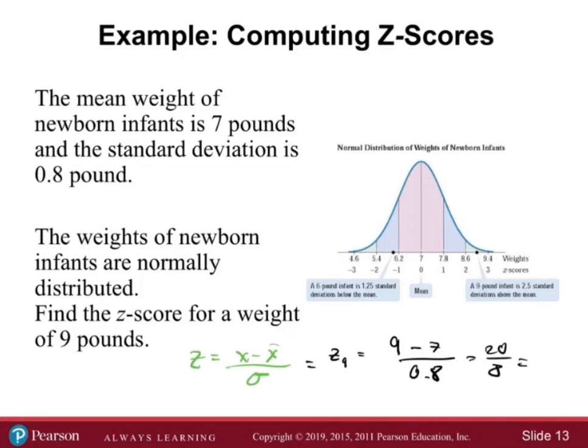10 over 4, 5 over 2. So 2.5. All right, I'm just doing a calculation. Yeah, 2.5, right? And I think we already had it in the chart. So we see a 9-pound infant is 2.5 standard deviations above the average.